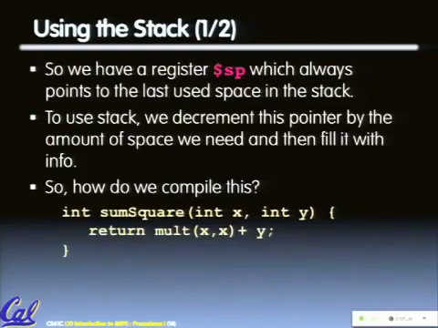SP equals SP minus 4. There's another integer for free. There's another 4 bytes for free. SP equals SP minus 1,000,000. Bam, 1,000,000 bytes for free. One instruction, one clock cycle. Love it. So that's fast.